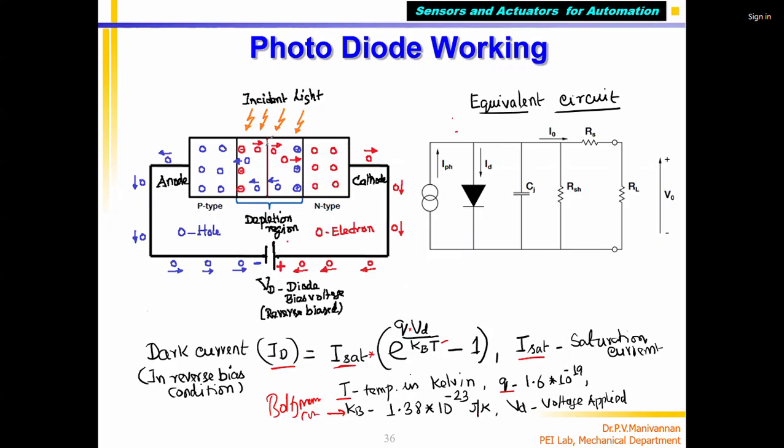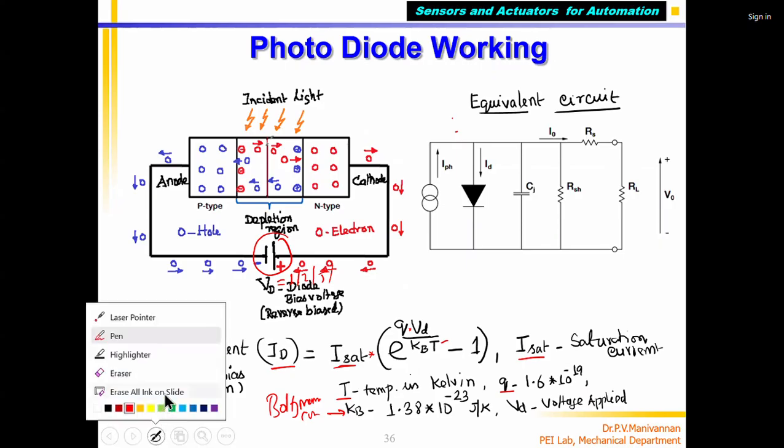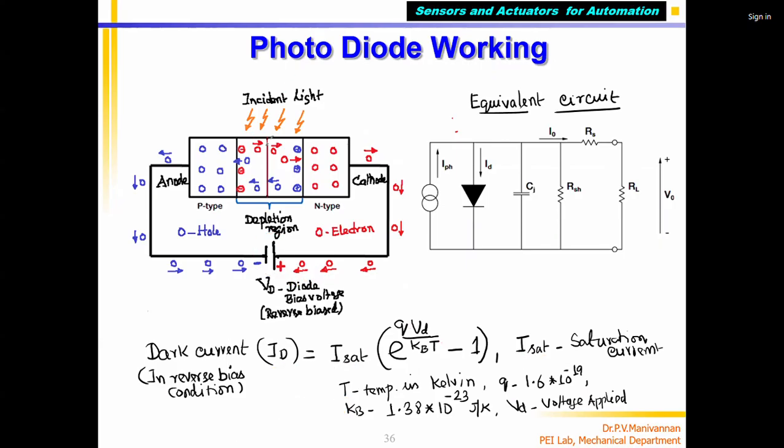VD is the applied voltage, the reverse bias voltage you are applying. You may apply 1 volt, 2 volts, 3 volts, or 5 volts, whatever it may be, depending upon the diode maker's maximum reverse voltage. There are diodes which can work even above 100 volts, for special purposes. That's how the diode works. If light falls on it, current flows. That can be calculated using this formula.